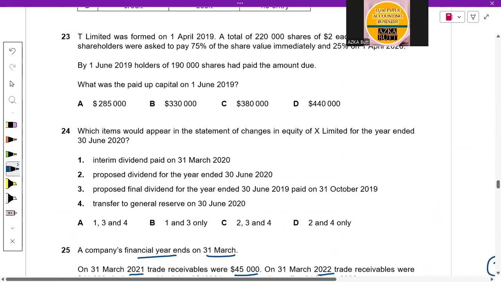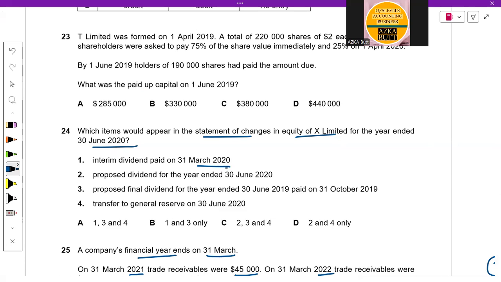Okay. So now let's see the question number 24. So which items would appear in the statement of changes in equity of X Limited for the year ended 30th June 2020? Okay. So to determine which items would appear in statement of changes in equity for the year ended 30 June 2020, let's analyze each item. So the first thing, interim dividend paid on 31st March 2020. So this dividend has already been paid during the financial year and would appear as a deduction from the equity in the statement of changes in equity for the year ended 30 June 2020. So it means that this is correct.